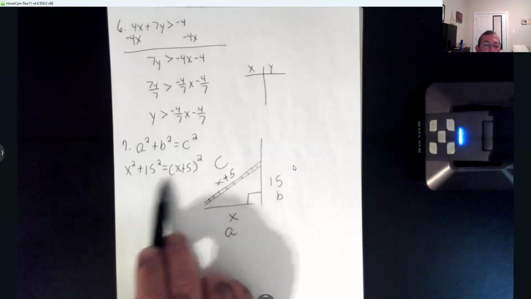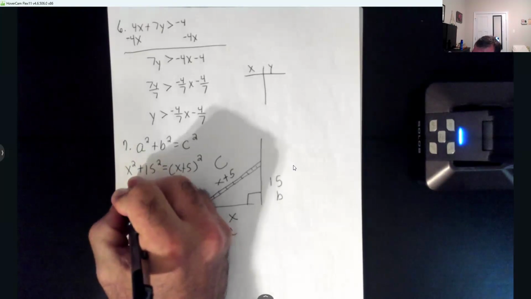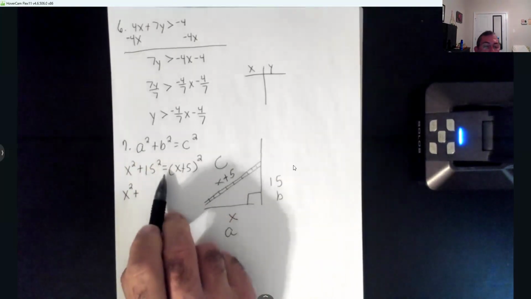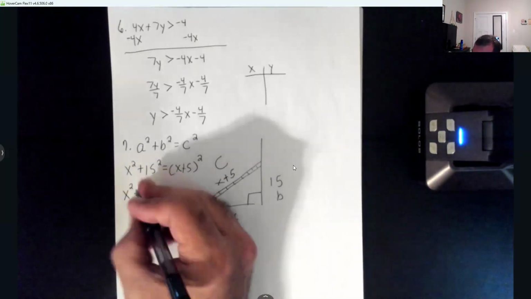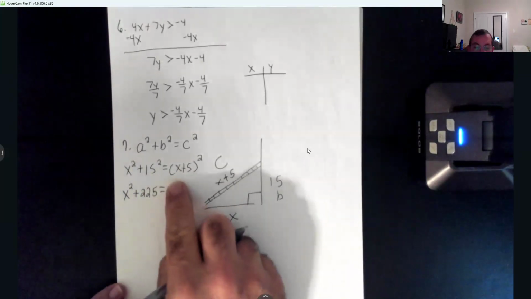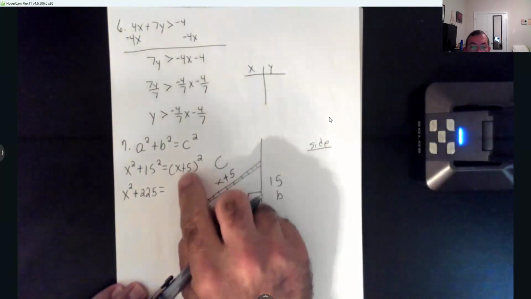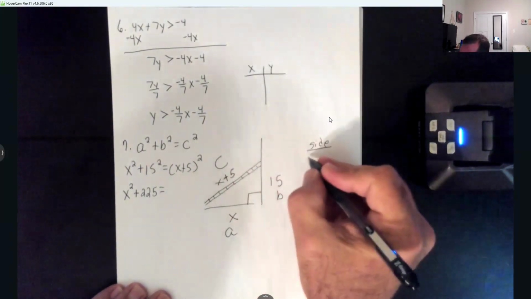So now let's start squaring everything. Well, this is just the X squared. 15 times 15 is 225. Now, the only thing I got to figure out on the side over here is what this X plus 5 squared will equal.